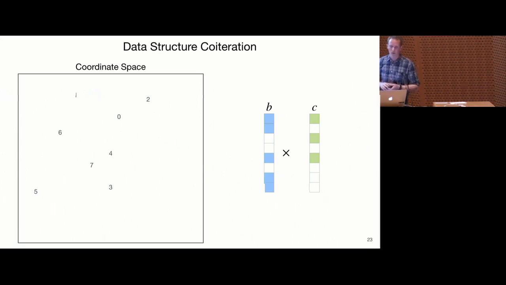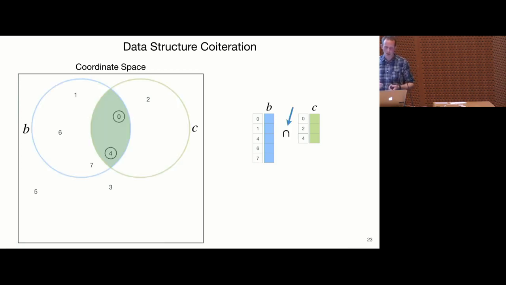These colored things are two vectors that we're going to element-wise multiply together. They each have a coordinate space. If they're sparse, the coordinate space has to be stored in memory. I'm showing the coordinate space here in two dimensions, but it's a one-dimensional coordinate space. I just don't have a one-dimensional monitor. So to do a multiplication, we have to iterate over the intersection of these two vectors, and I've drawn the intersection here. The only two coordinates in that intersection are 0 and 4. And we need to do this in an efficient way.